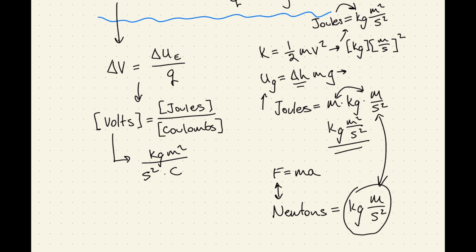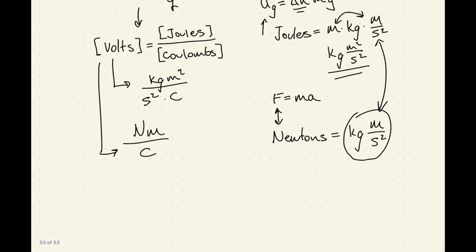So technically, you can pull out this meter squared and have meters like that, and you can combine this into newtons. So you can write this whole equation as newton meters per coulomb, which is again equal to volts. Let me just rewrite this here. So volts has all of these units.